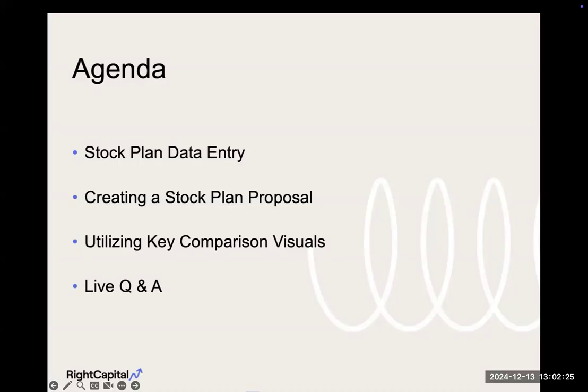Once we've built out that stock plan, we're going to segue into an overview of the stock plan module. So this is what will allow us to view some of the more detailed information on the stock plan that we've entered, and also build out a stock plan proposal for our client. And lastly, we'll wrap things up by reviewing some key comparison visuals, directly comparing the client's current strategy to our proposed strategy, and integrating that stock plan proposal back in the retirement analysis section into the broader context of their overall retirement plan. So that being said, I'm going to go ahead and switch my screen over to RightCapital here.